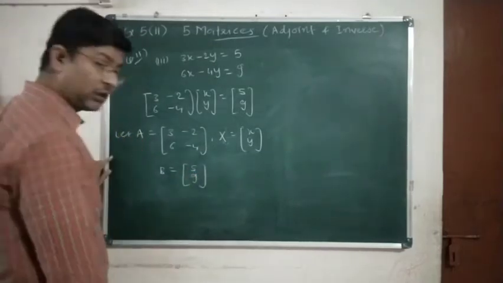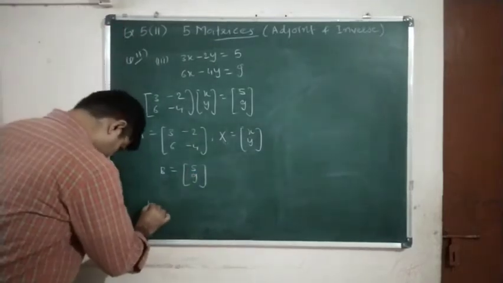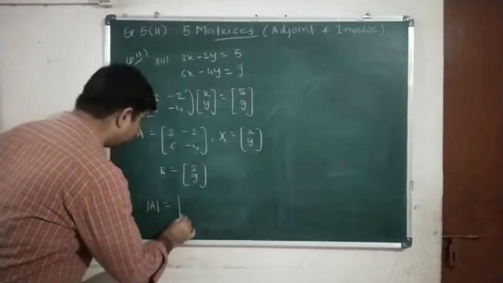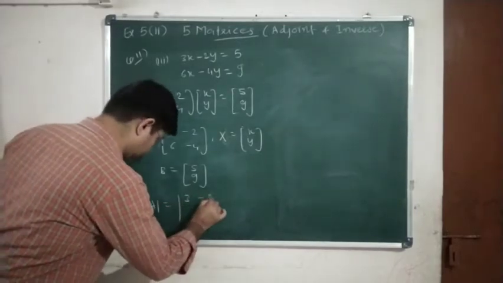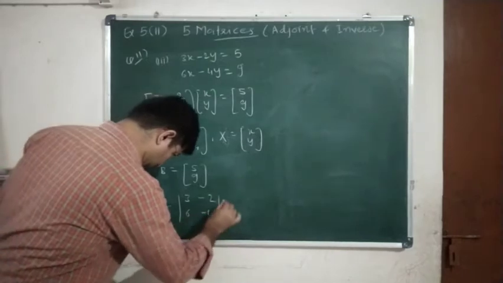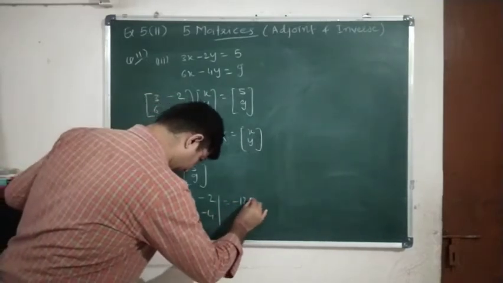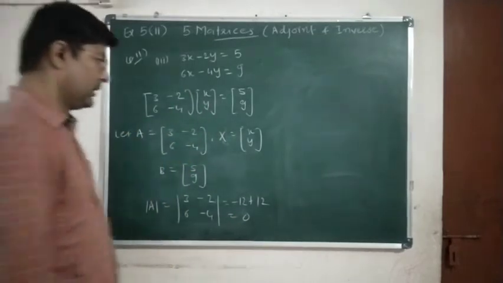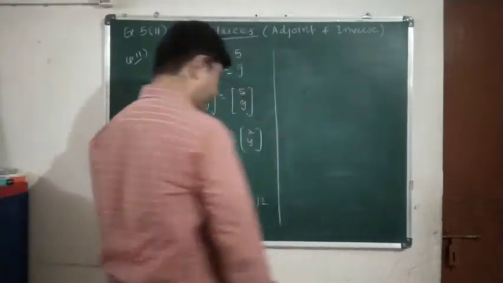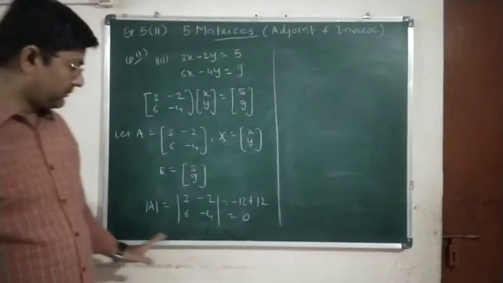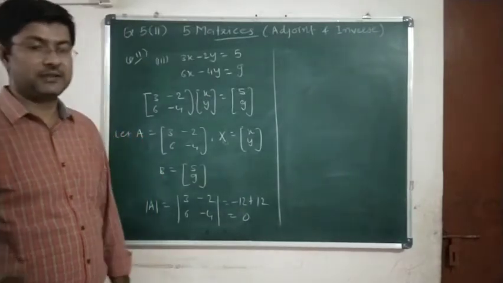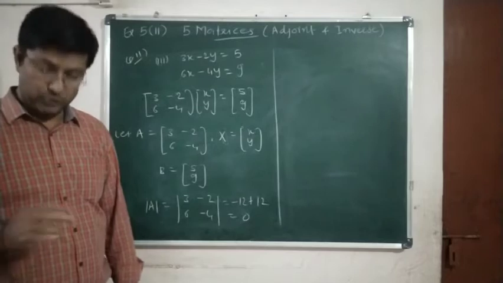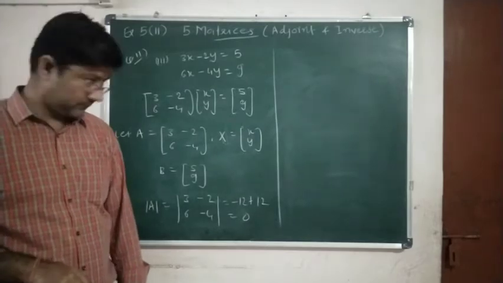Here our first step is to find the determinant of A. So minus 12 plus 12 is equal to 0. We know that if the determinant of A is 0, in that case we find the adjoint of A into B. This product we will calculate.